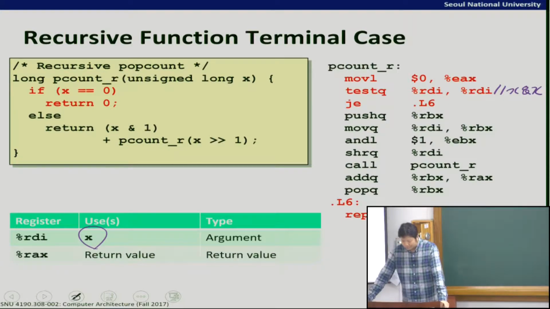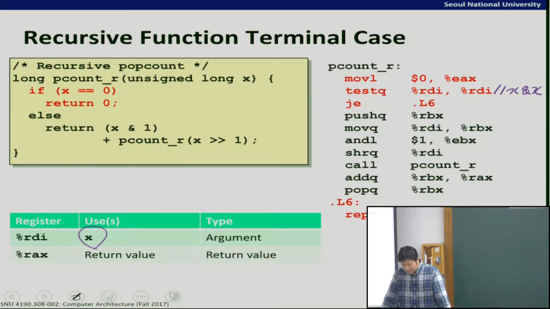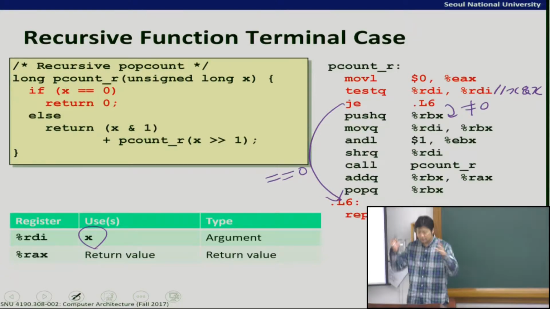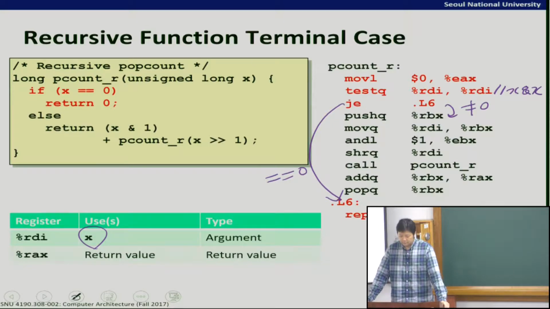And if it's equal, jump-equal means if it's 0, then it just exits this function call, exits this function. Otherwise, you go into the body of the function. So this one is for when the value is 0, and this is for when the value is not 0. Okay, so it's this kind of header of the function.